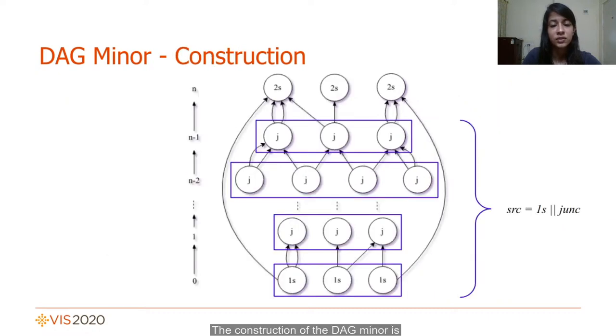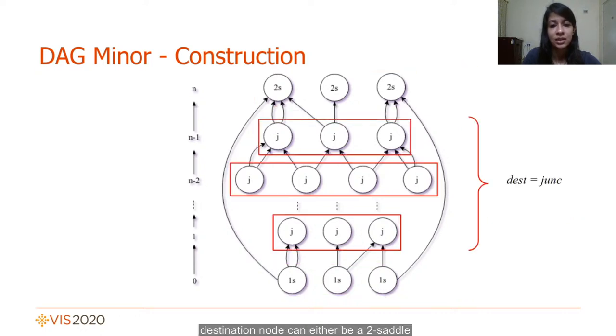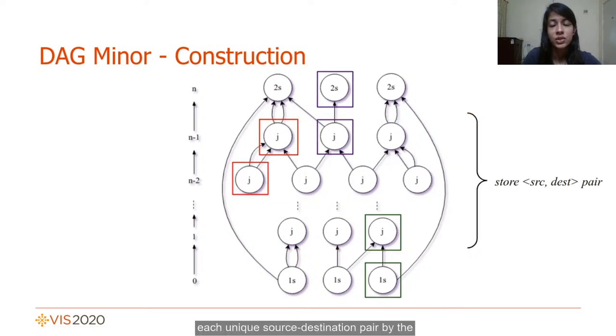The construction of the DAG minor is initiated in parallel by considering all 1-saddles and junction nodes as sources. Each path is traced in parallel, and the destination node can either be a 2-saddle or a junction node. Since these are simple paths, each path is guaranteed to reach its destination without splits, and the final step involves the storage of each unique source destination pair by the corresponding thread.